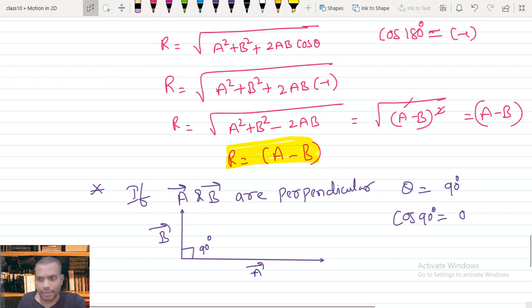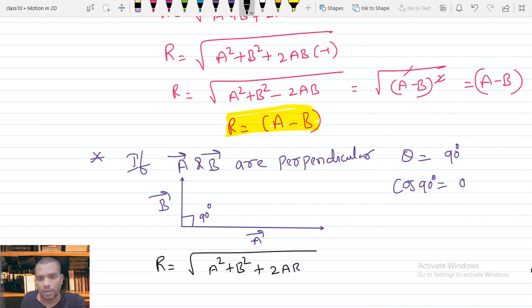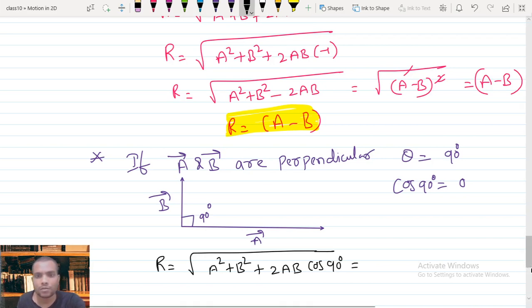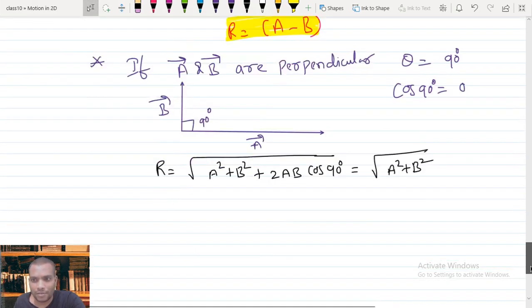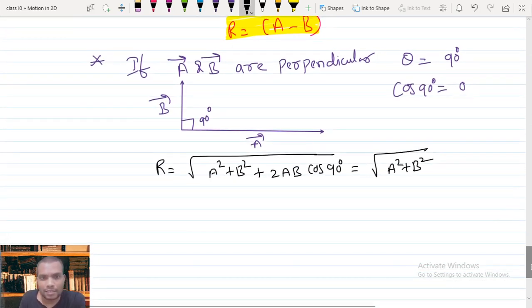Let's find the magnitude and direction now. The resultant vector R equals square root of A square plus B square plus 2AB cos 90 degree. Cos 90 degree value equal to 0. This third term gets equal to 0. We get square root of A square plus B square. So this is the magnitude of the resultant vector. In every case we can substitute and get the direction also. But in this case, let me calculate the direction.